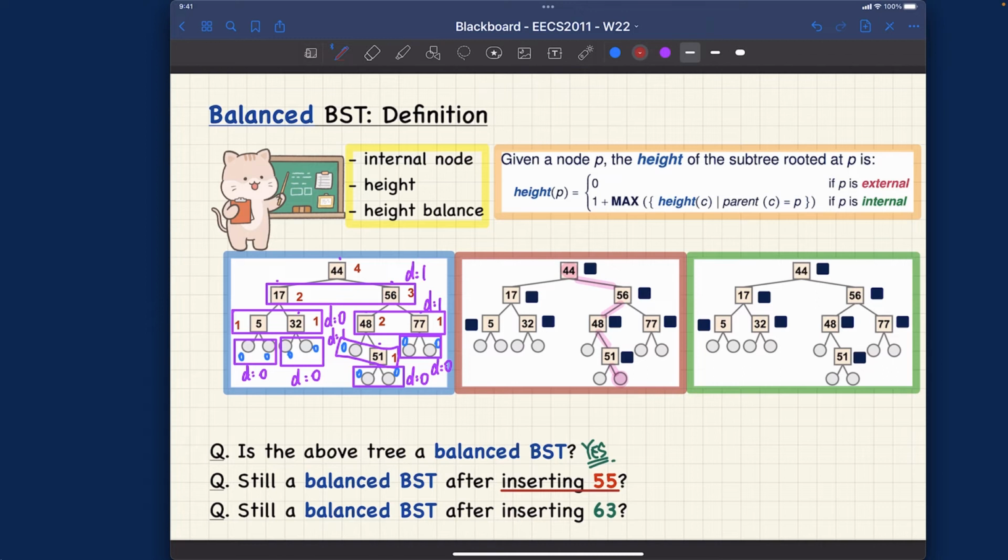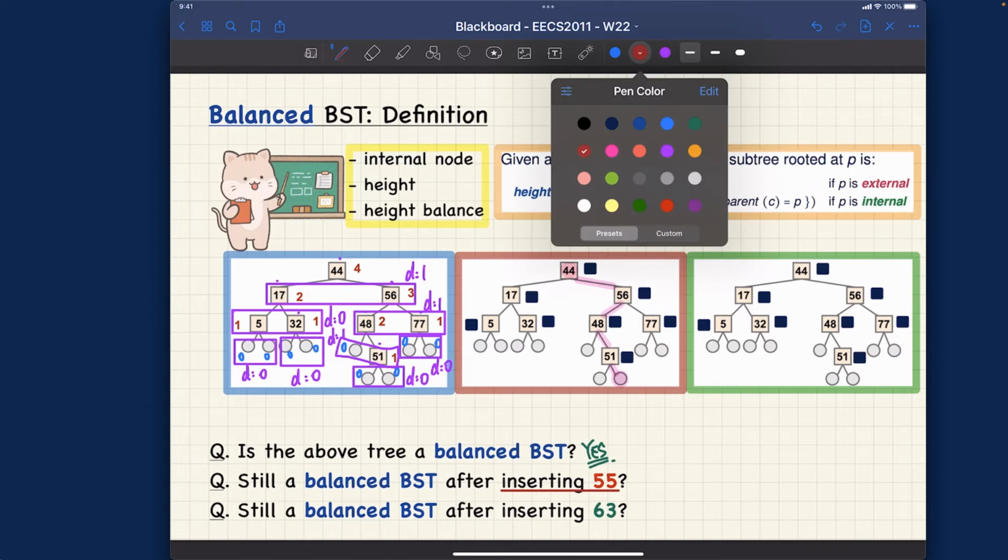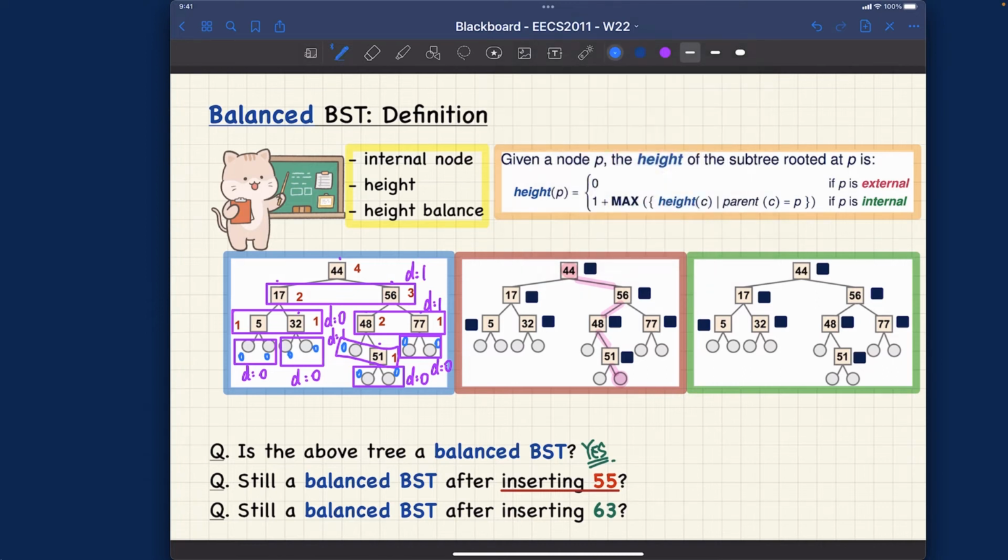So according to what we learned before, we're going to turn this into an internal node over here. So that right there is going to be 55. And then that one there also has two external nodes, like that. That's what we have.